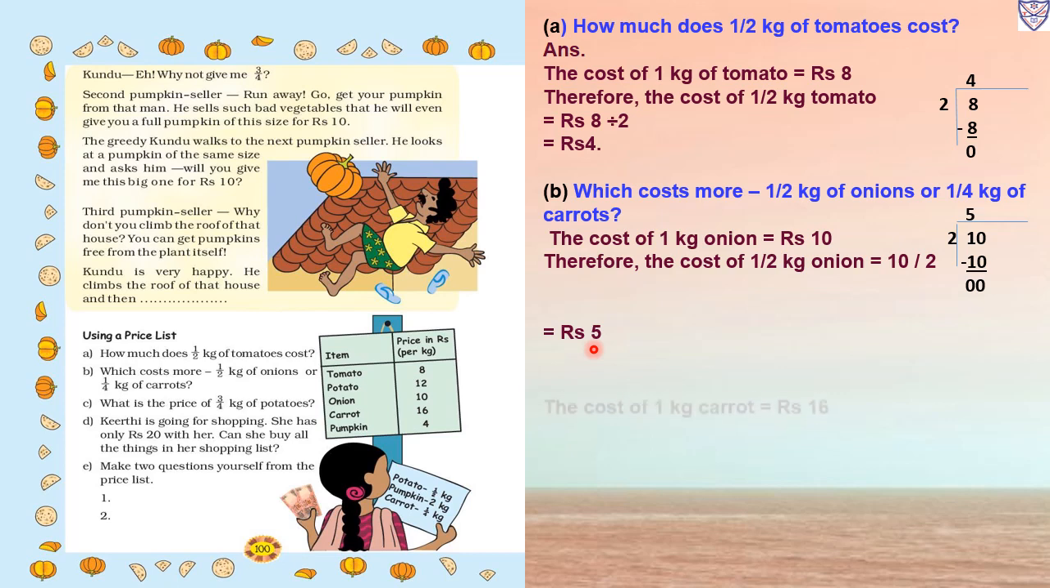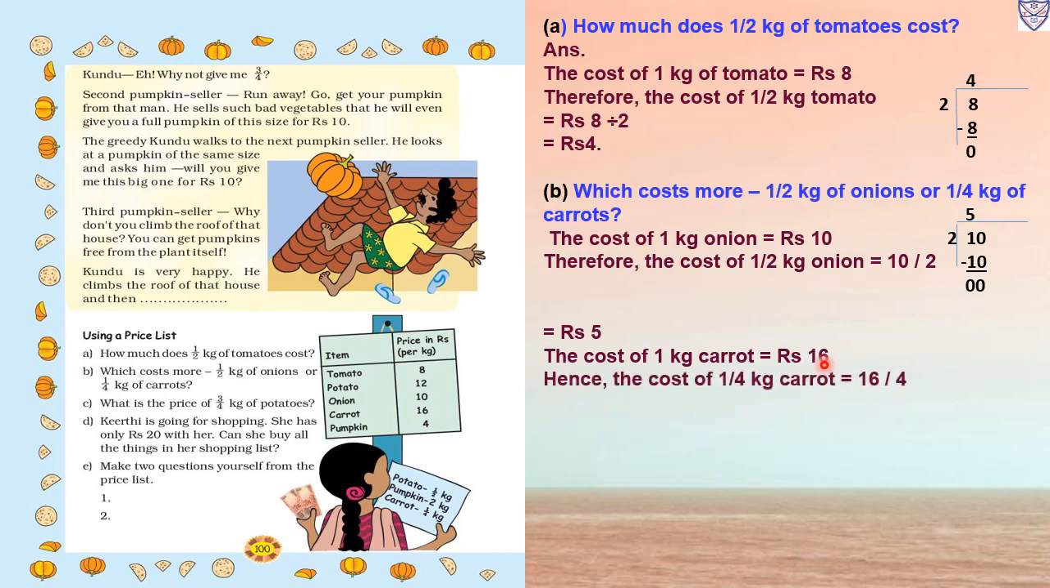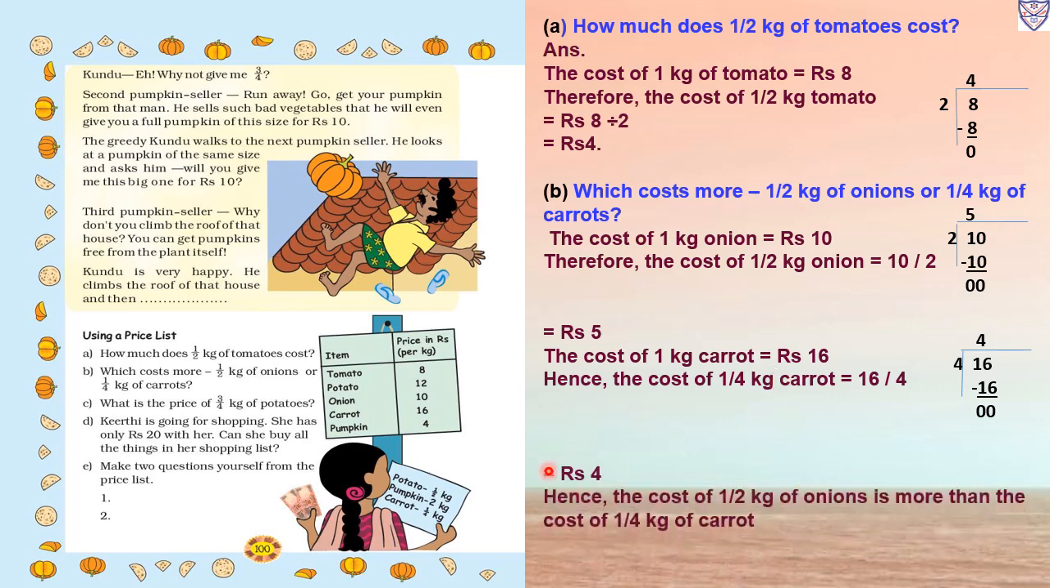Now we have to find out the cost of carrot. The cost of 1 kg of carrot is rupees 16. So half kg, sorry, 1/4 kg of carrot we have to find out, which is 16 divided by 4. For half kg we divide by 2, but here we need 1/4 kg, so we divide by 4. In the 4 table when 16 comes, 4 4s are 16. So rupees 4. Now which costs more? Hence the cost of half kg of onion is more than the cost of 1/4 kg of carrot.